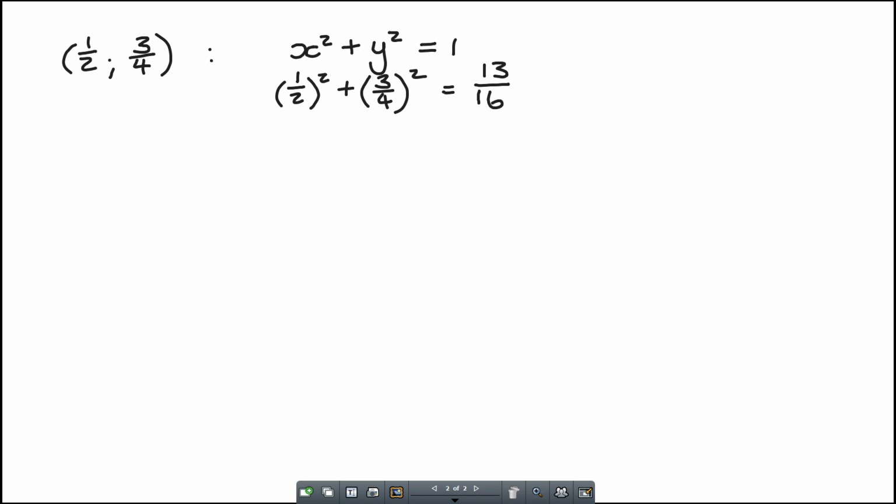Now, 13 over 16, is that greater than 1 or less than 1? It's less than 1. And because it's less than 1, have a look. There's my circle, just a quick picture. That is 1. So if you have less than 1, it means that it would be somewhere over here, no? So it's still inside my circle. Does that make sense? Okay, so because it's less than 1, therefore inside the circle.